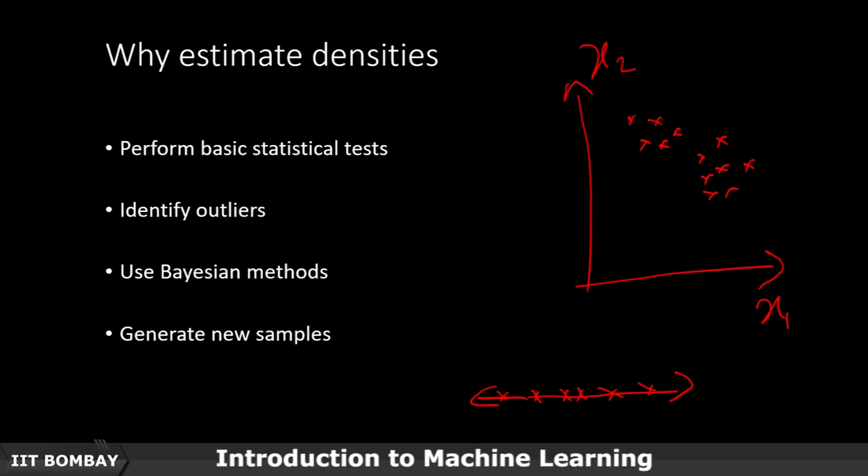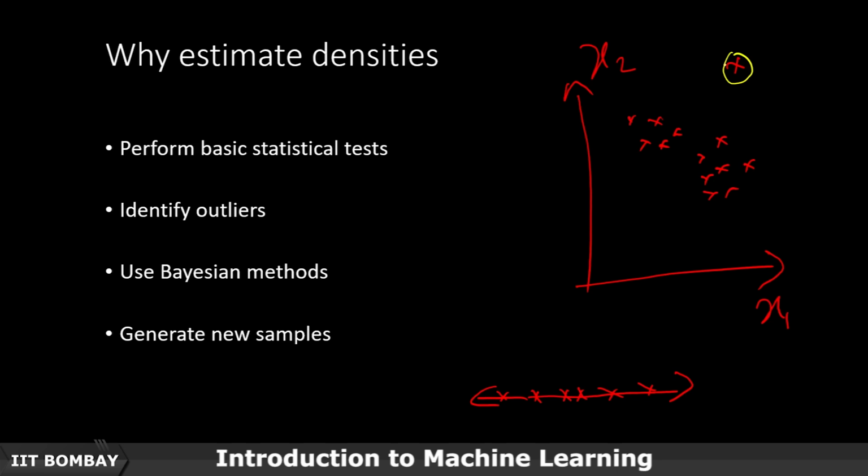The second question could be, can we identify outliers? Let's say most of the samples are here, but there is one sample here which visually looks like an outlier, but can we statistically show that it is an outlier? Then we want to use Bayesian methods. In those cases we may want to use a density estimation.